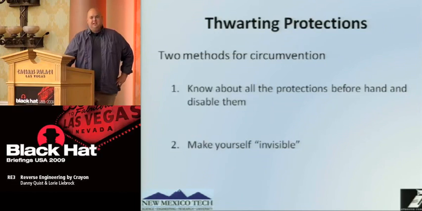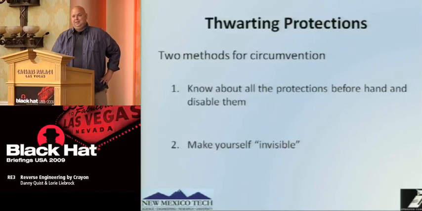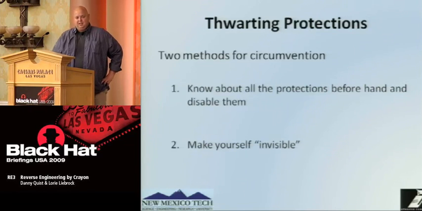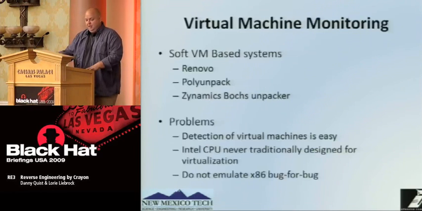So to get around these, we basically have two different methods. The first one is that we can play the fun game of finding out all the protections that are inside of a system and disable them by hot patching code or that sort of stuff, which sucks. Or we can make ourselves invisible, which is pretty much the goal of any of these systems that we're using. So I, of course, am going to take number 2.